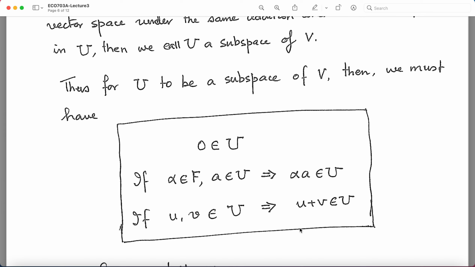If U and V are elements of U, then U plus V should also be an element of U, not some other element of V which is not in U. So, you have borrowed the same operations from V for U, but you have put in the restriction that makes this a vector space, and that restriction is the closure property. Once the closure property holds, everything else will follow. That is the guarantee that we can give, and you can check the guarantee.